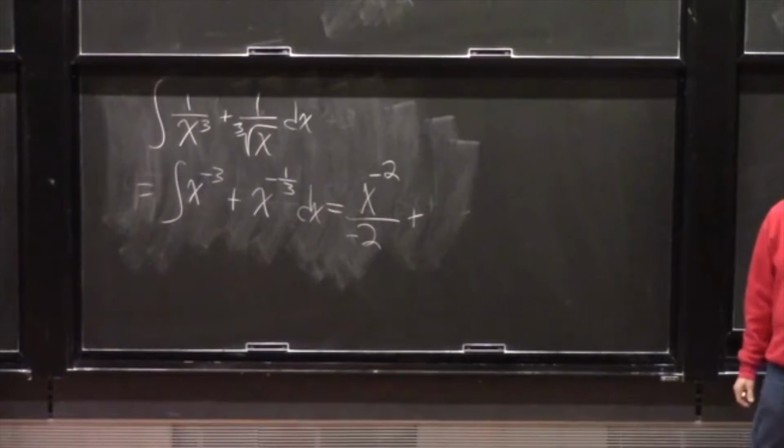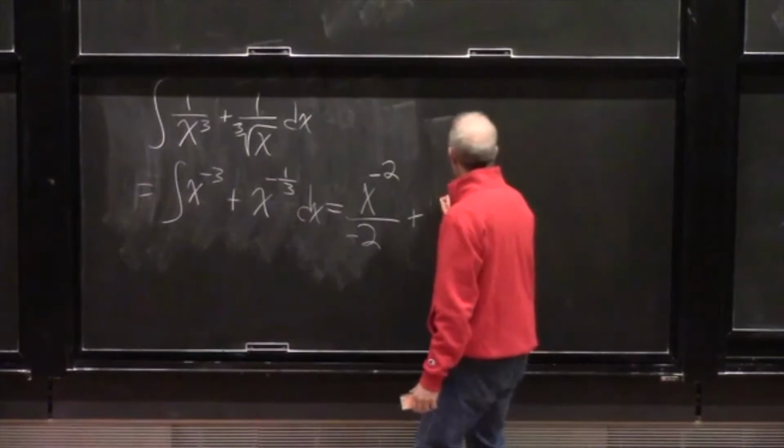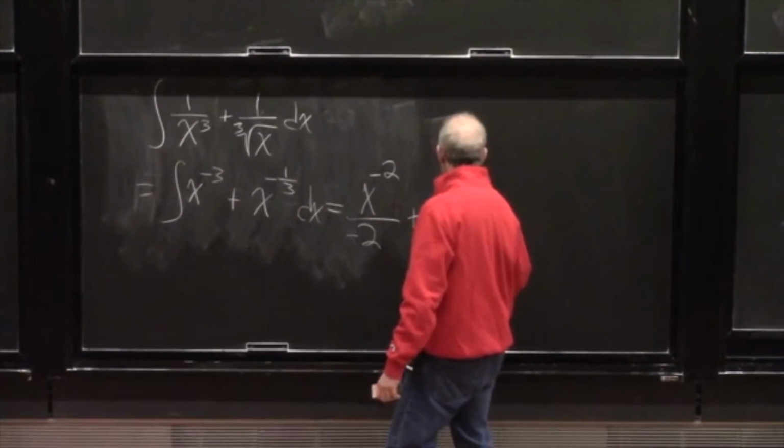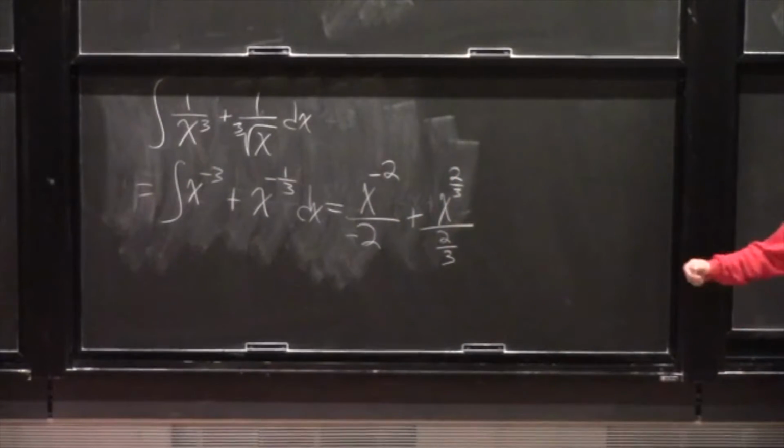And x to the negative 1/3, negative 1/3 plus 1 is positive 2/3. So that's x to the 2/3 over 2/3. Remember when you were in 5th grade and you said, when am I going to use fractions? There you go. Now you finally are using this stuff. Long-term payoff. Plus c.